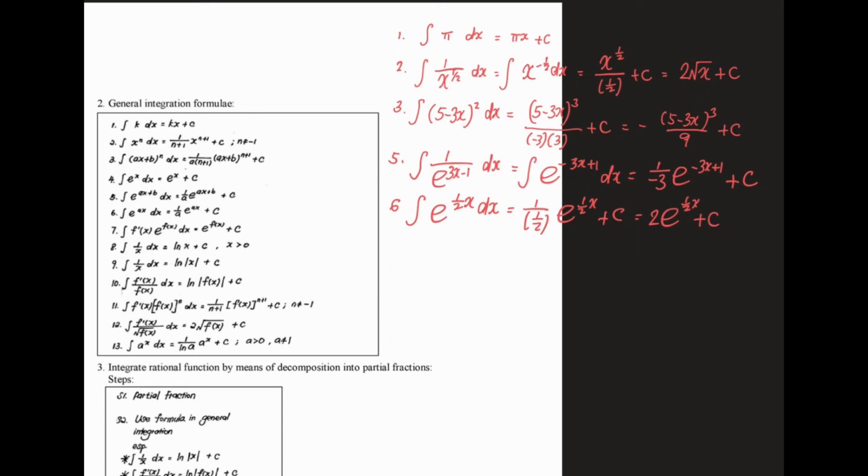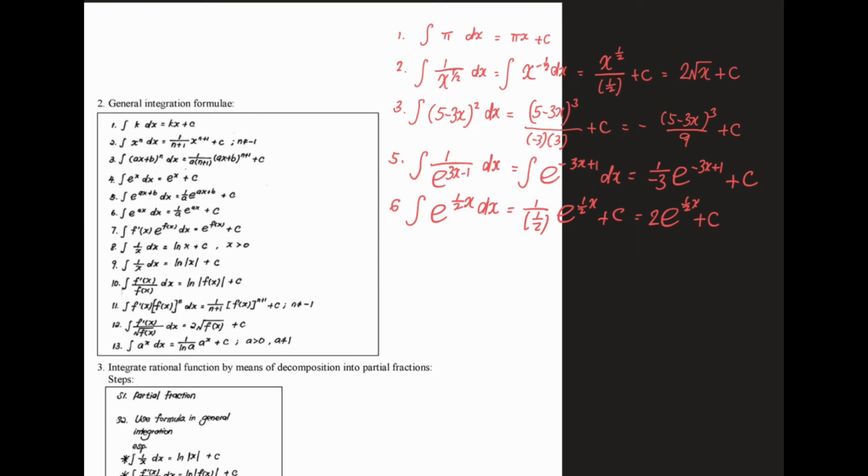Okay, now we look at formula number 7. This is the general formula for exponent. Integrate f prime of x times e to the power of f(x). You have to make sure the f prime of x, the derivative of the power, is staying in front of the exponent. If that happens, then it becomes e to the power of f(x) plus c. Now let's say one example for this formula.